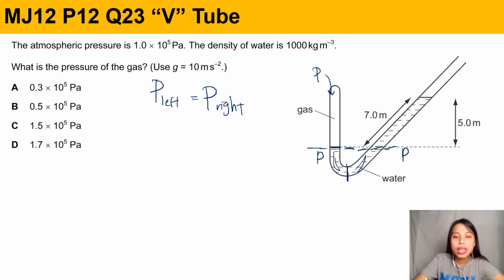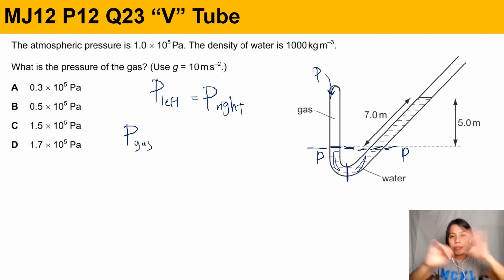Okay, so on the left side, I have the pressure of the gas. I don't know what that is, I'll just say P gas. Anything else on the left? It's a closed tube, so it's just isolated. It's just the pressure of the gas, nothing else there.